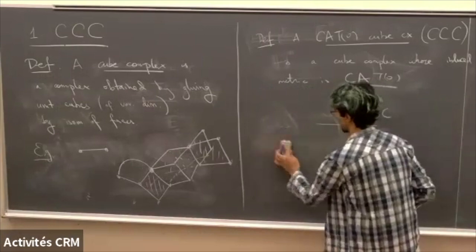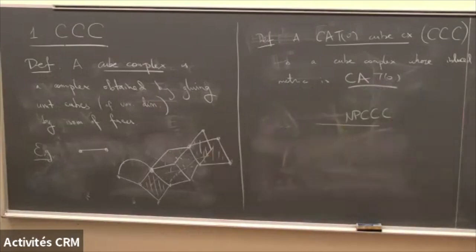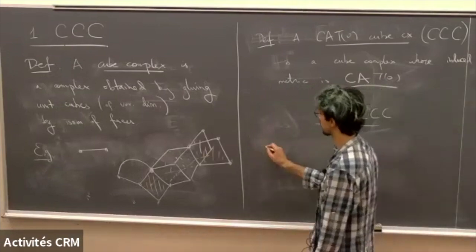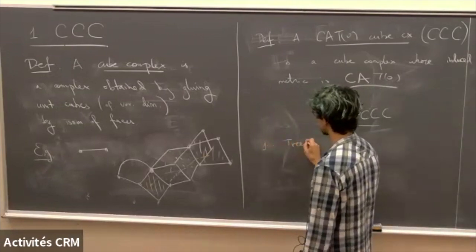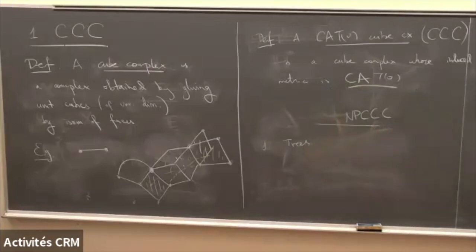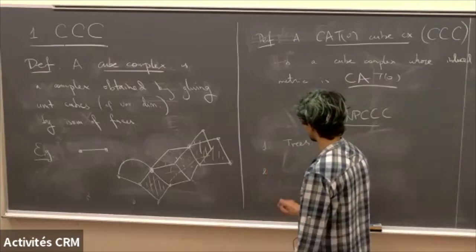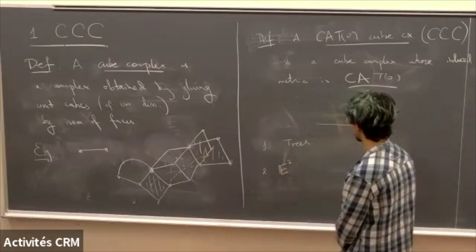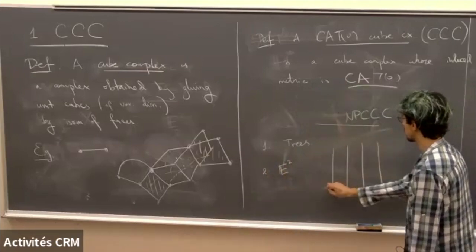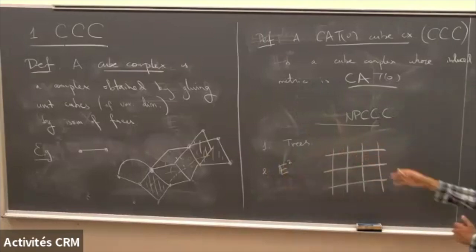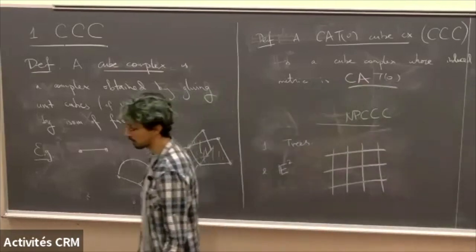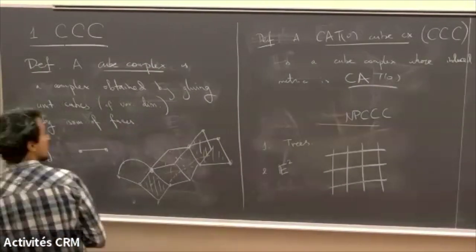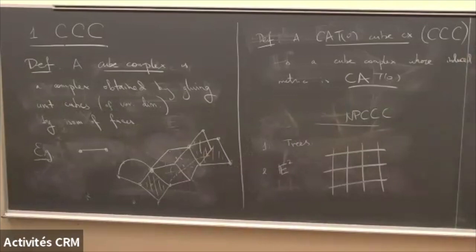Let's do at least two examples. CAT(0) cube complexes. So we saw one already, right? Maybe trees, they're both CAT(0), we saw, and cube complexes. Maybe another example is you can take the Euclidean plane and tile it with squares. When you look at the induced metric, you get back the metric on the Euclidean plane. So again, it's CAT(0) and a cube complex. And products and so on. But really we'll get much more once we learn about the link condition.